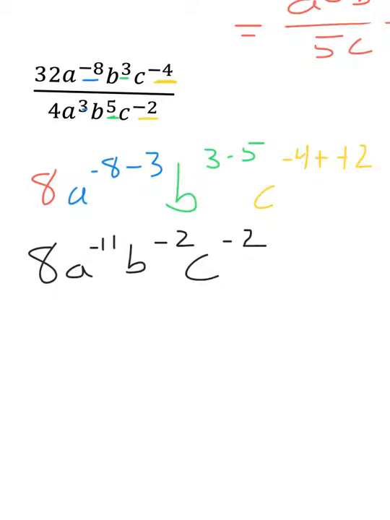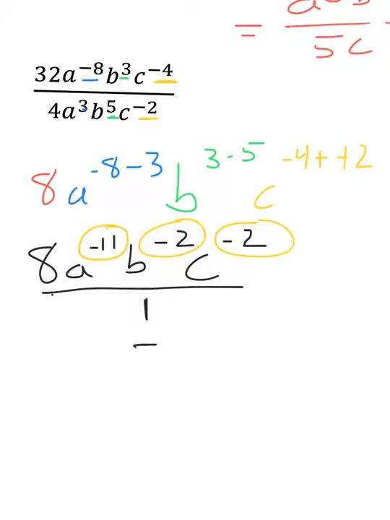Okay, now that we have this, we can think about this as all of this being over 1, right? And we can move our unhappy exponents to the denominator. So all 3 of these are negatives, so they're all unhappy. So we'll just end up with 8 in the numerator over a to the 11th, b squared, c squared. And that's our final answer.